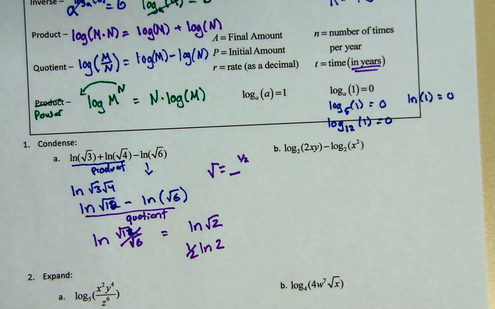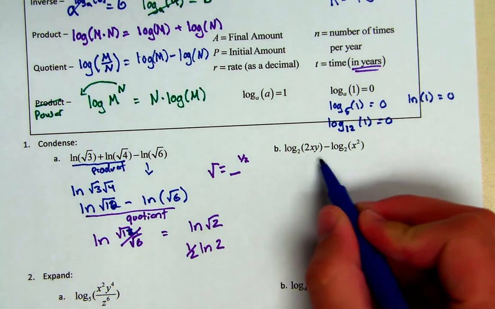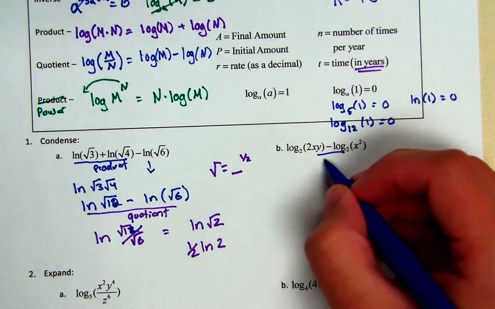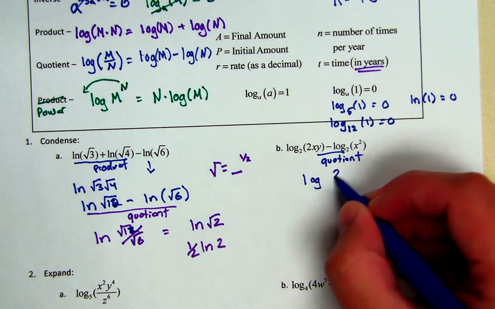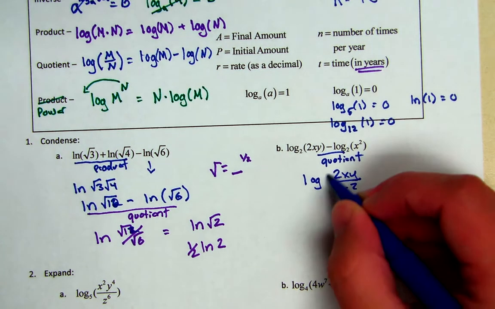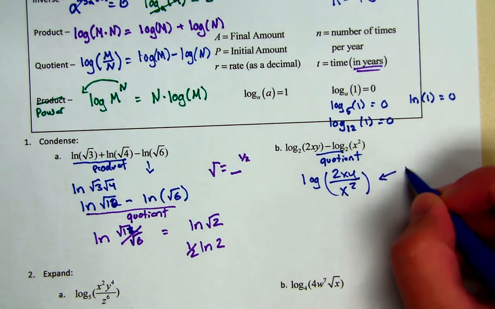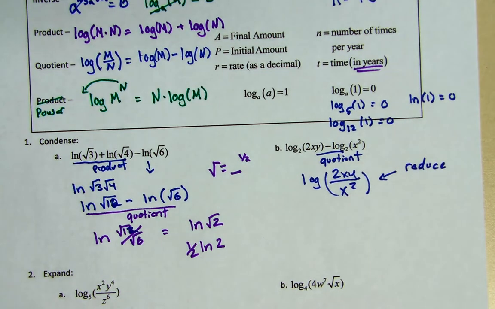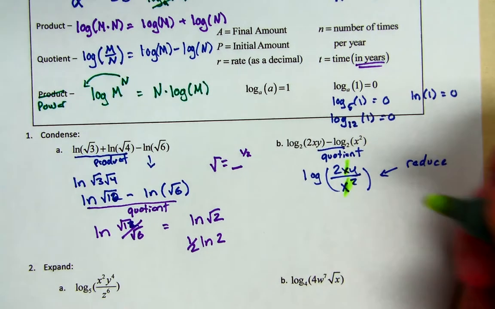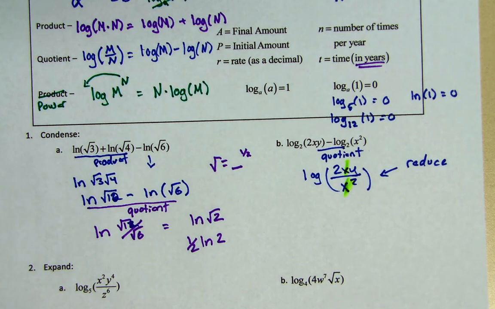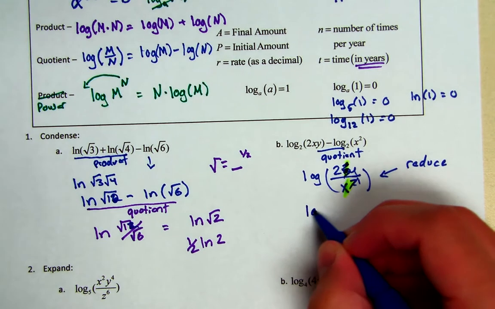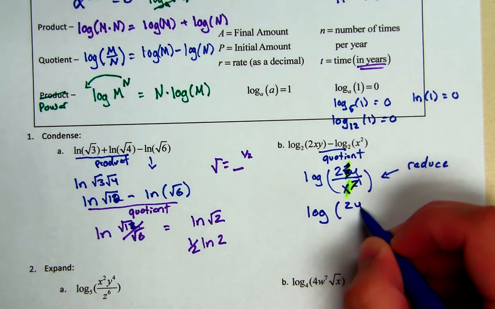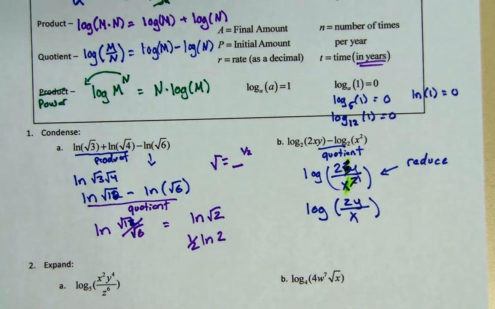Alright, let's go ahead and condense here. So we got subtraction. Again, that tells me I have a quotient going on. So same base, log 2xy divided by x squared. Now, here, we need to reduce. And that's where you have to recall your properties of exponents. If I have a 1 power here and I have a 2 power there, where is it going to end up? It's going to end up in the denominator. This is going to go down 1. Subtract them. Log of 2y over x. And then that's my final answer there.